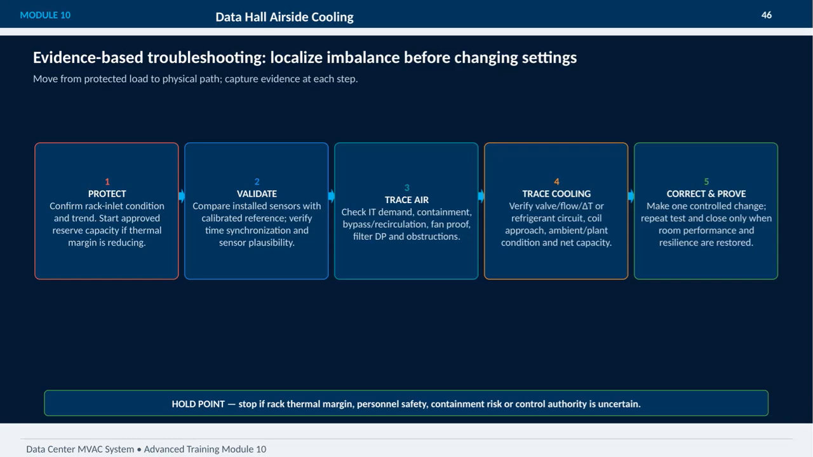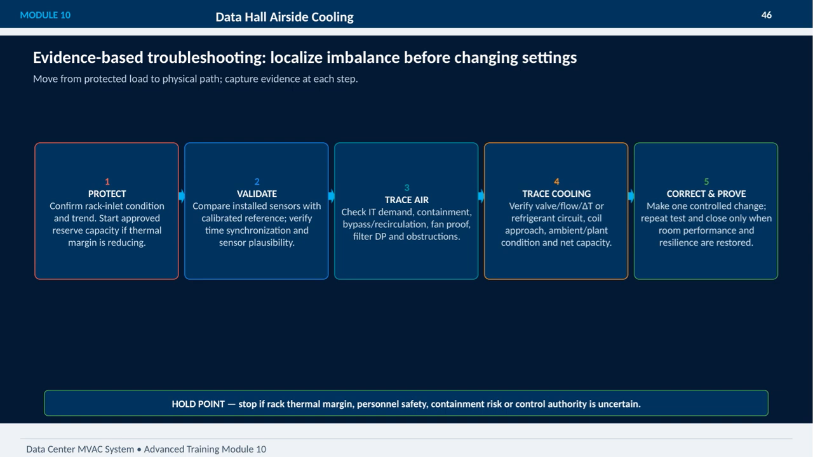When troubleshooting Data Hall Airside Cooling, it's crucial to localize any imbalance before changing settings to avoid unintended consequences. The process involves moving systematically from the protected load, starting with confirming rack inlet conditions and activating reserve capacity if thermal margins drop. Then validating sensor accuracy and timing against calibrated references.